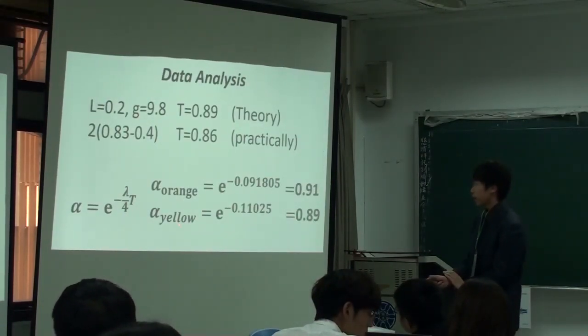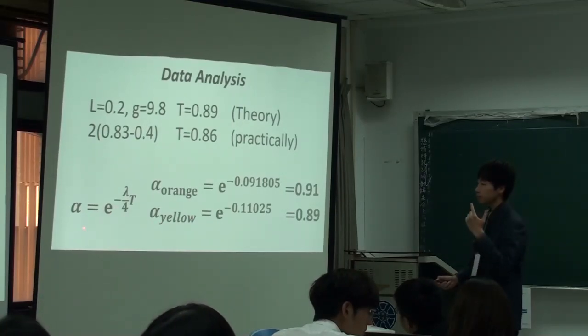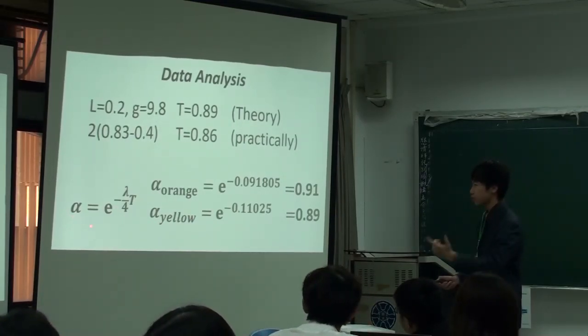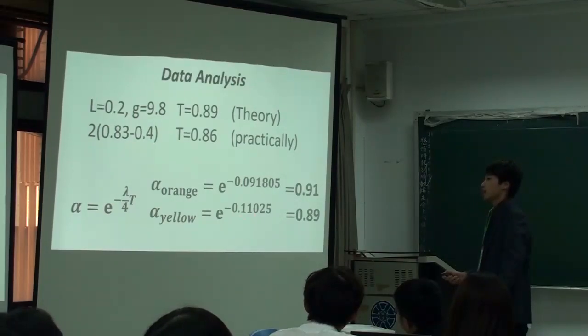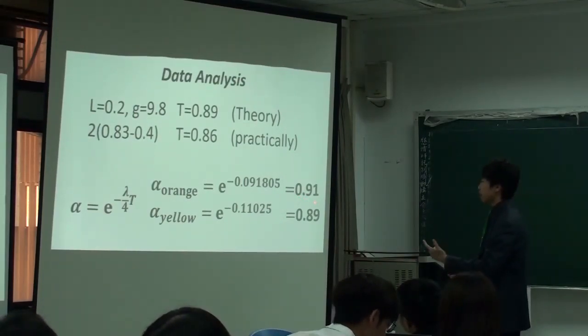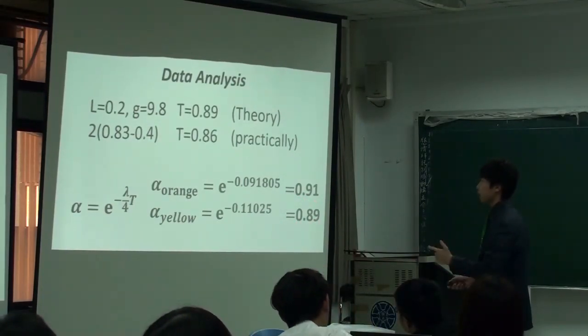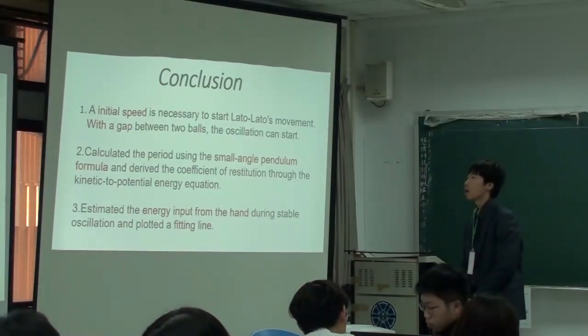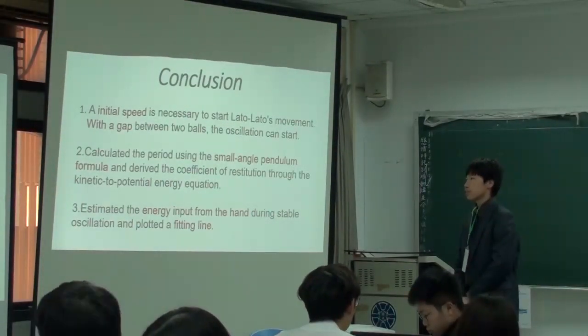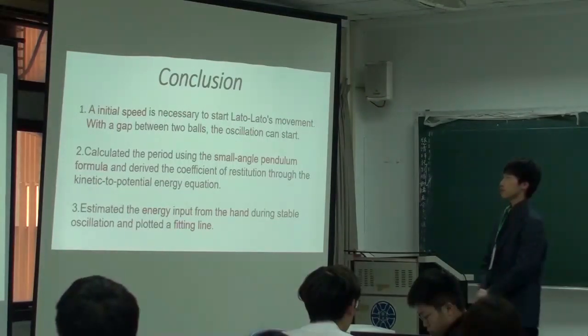And I can get the coefficient of restitution, orange and yellow ball, and it is 0.91 and 0.89. Conclusion. An initial speed is necessary to start lateral movement.